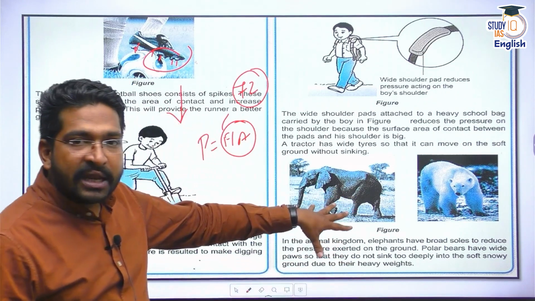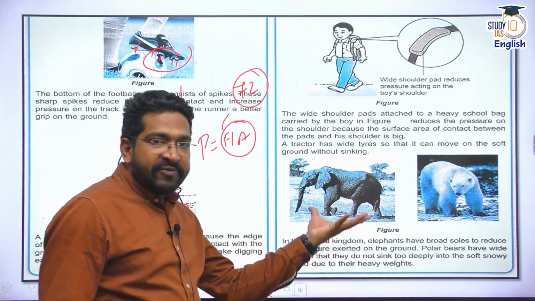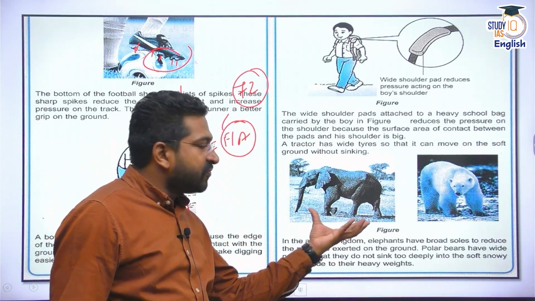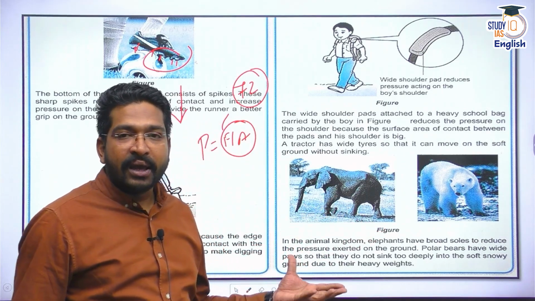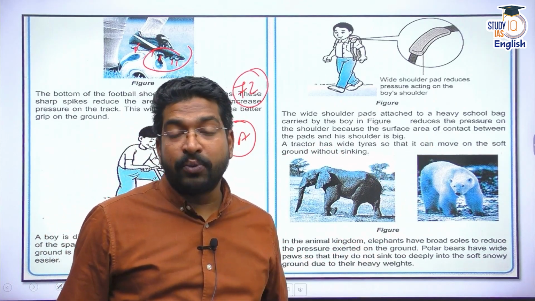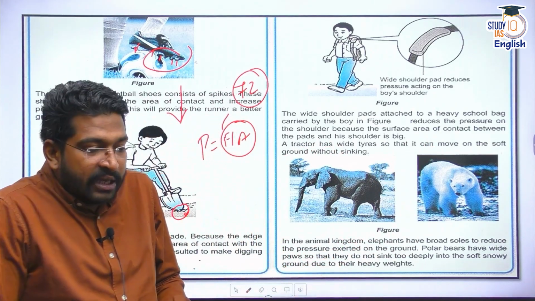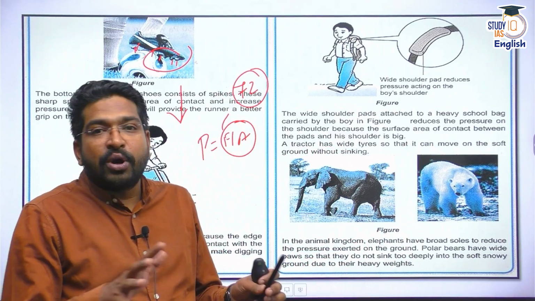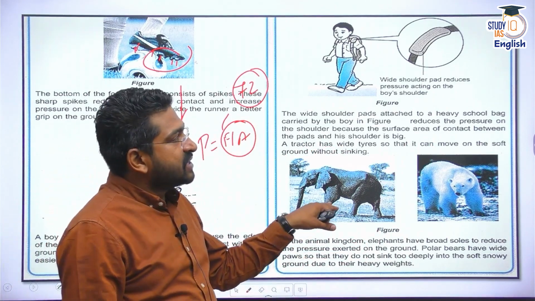You must have seen so many animals. You must have seen the elephant. Now the elephant has larger feet. Why? Because it does not want to put too much pressure on the ground. It wants to be safe. Even if the ground is not hard, even if it is shaky, it wants to stay stable.